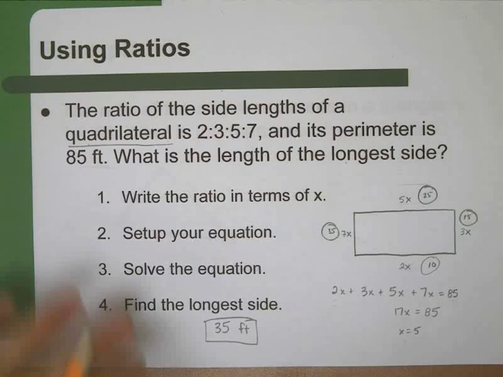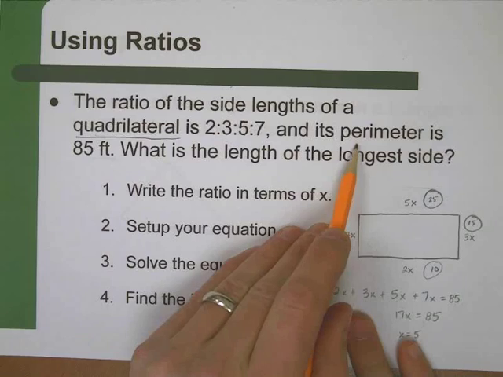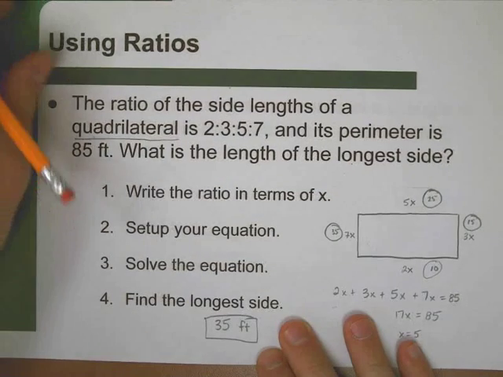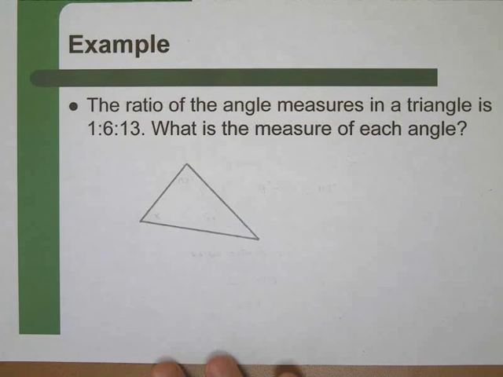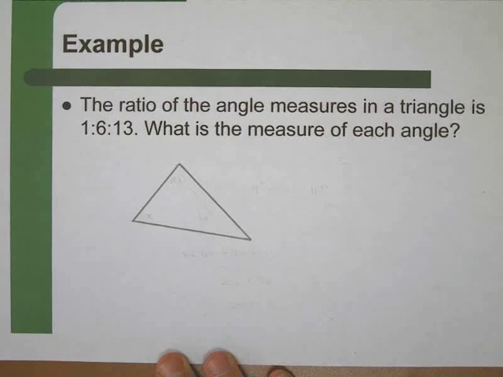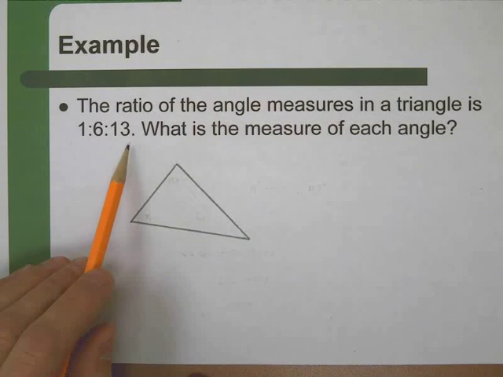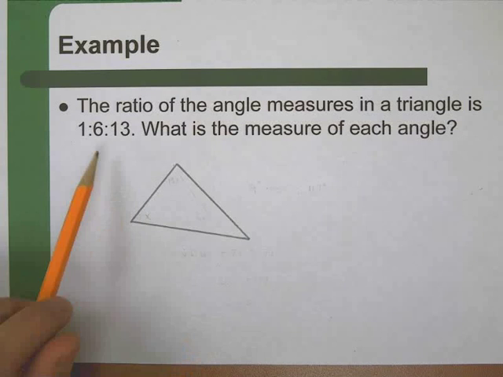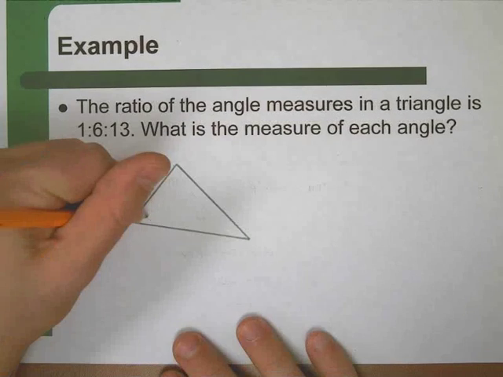Does that make sense? Okay, one more. That one's pretty explicit. By the way, know that perimeter is adding up all the sides. That'll come in handy. You'll be doing that on your homework, I'm sure. Last problem. The ratio of the angle measures in a triangle is 1 to 6 to 13. So what's the measure of each angle? Well, if it was just 1 degree and 6 degrees and 13 degrees, that's only 20 degrees total. 1 plus 6 plus 13 is 20. So it can't be that, because I know the 3 angles inside of a triangle add up to 180, right?